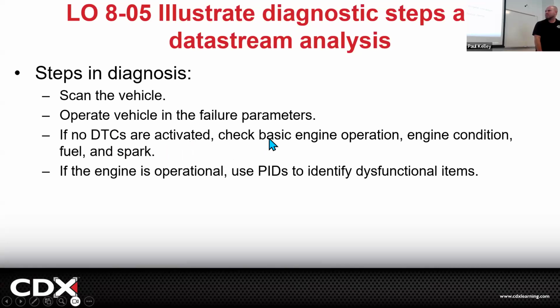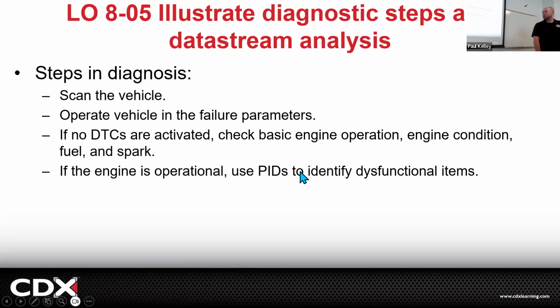If no DTCs are activated, check the basic engine operation, the engine condition, fuel, and spark. Generally, this isn't what we're going to do. Most of the time, we're doing diagnosis with DTCs. But if the car comes in, it has a problem, and there's no codes, sometimes we need to resort to basics. Okay, makes sense? If it's loss of power, we might go ahead and check for misfires in other ways. We might check for fuel pressure. We might inspect the spark plugs, etc.